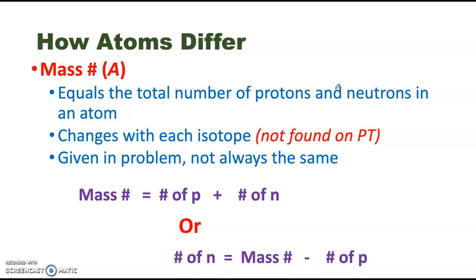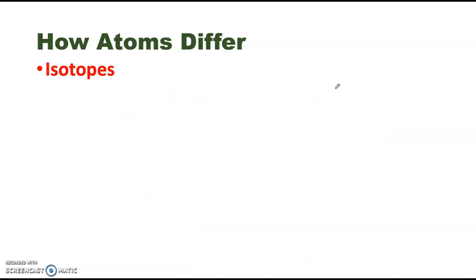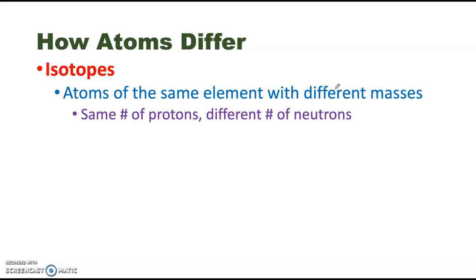Now if you rearrange that to solve for neutrons, you just subtract protons to the other side, so number of neutrons equals mass number minus number of protons. Okay, an isotope. An isotope is an atom of the same element with different masses. So we find that some elements come, you can say, almost in different flavors. They have slightly different numbers of neutrons.